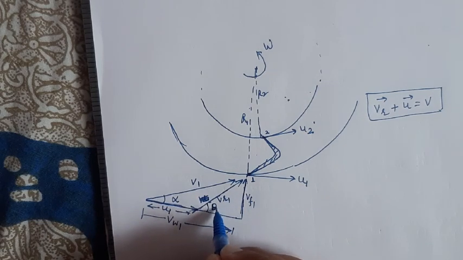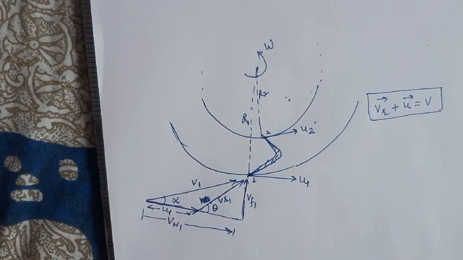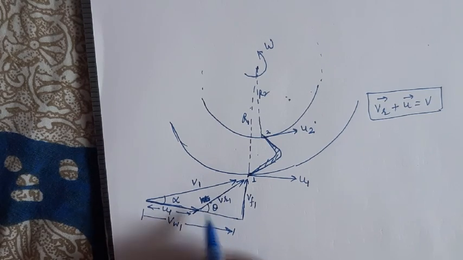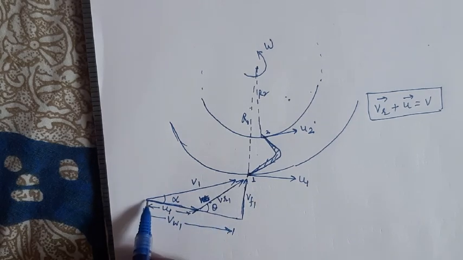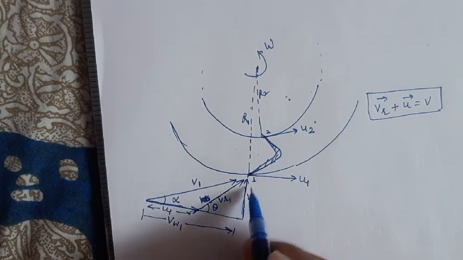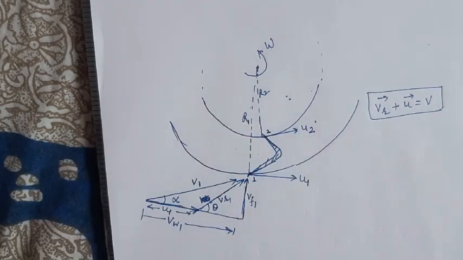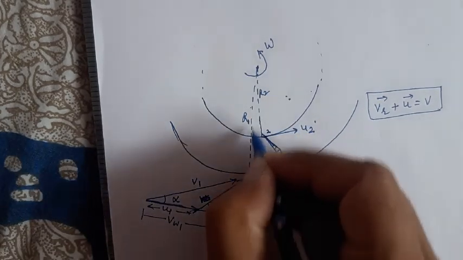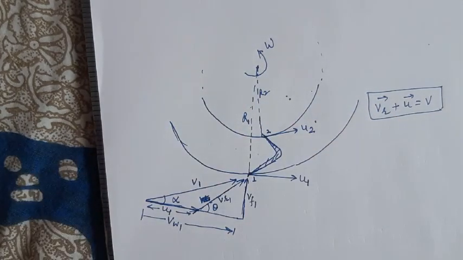This angle is the blade angle at the inlet. This is the nodal angle. There are two components of v1, vw1 and vf1. Vw1 is in the direction of motion of the vane and vf1 is the radial component along the radius to signify that the flow is in radial direction.